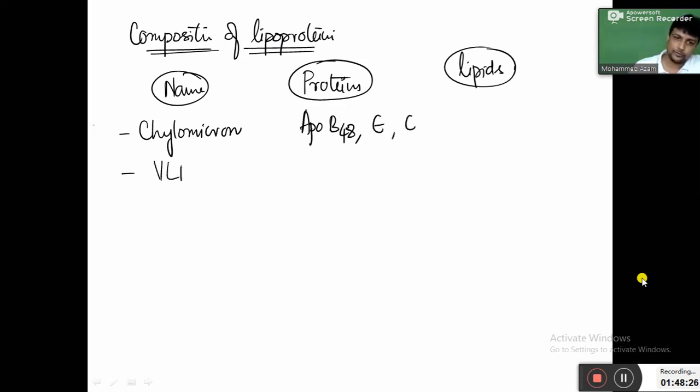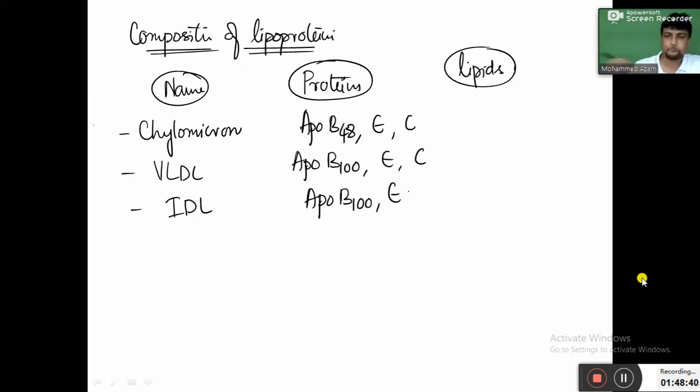Number two, what about VLDL? VLDL, it will be having apoprotein B100, and then E, and then C. And then I told you about the intermediate density lipoprotein. Intermediate density lipoprotein is apoprotein B100 and only E.